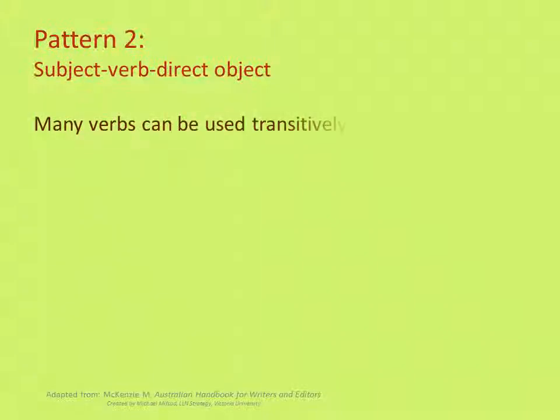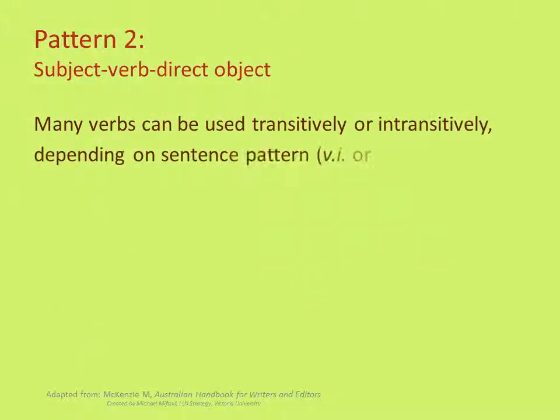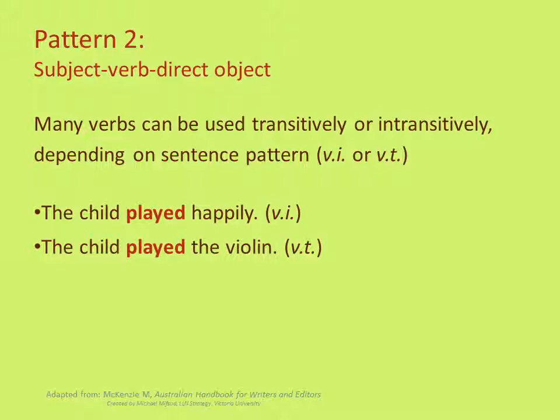Many verbs can be used transitively and intransitively depending on the sentence pattern being used. In a dictionary you will see VT and VI indicating how the particular verb can be used. The child played happily. Here played is intransitive. The child played the violin. Here played is transitive.